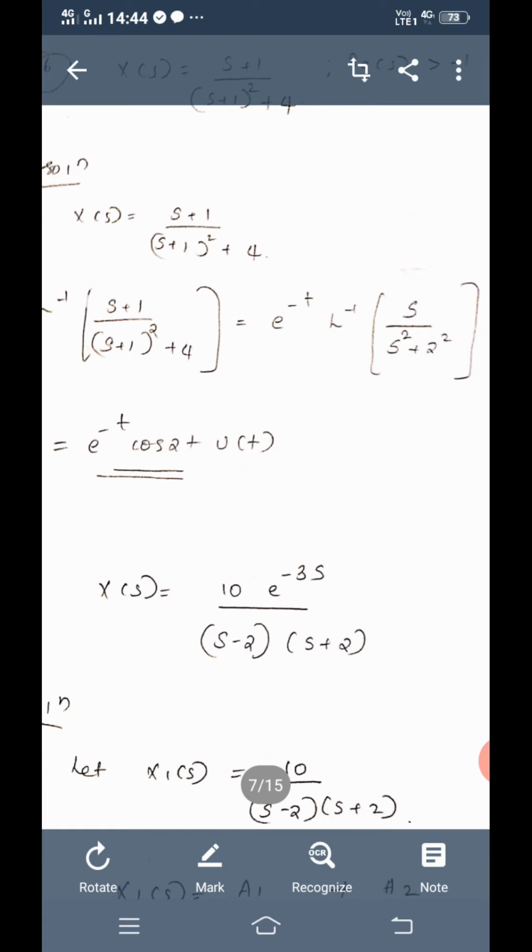So these are some of the basic problems that utilize the shifting property as well as the Laplace transform of some of the standard functions. In the next section, we will be dealing with finding the inverse Laplace transform using the partial fraction method.